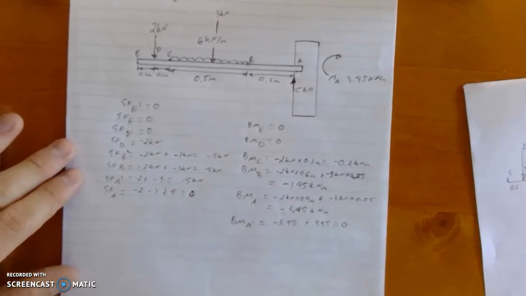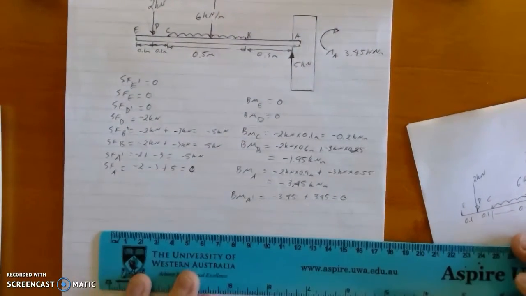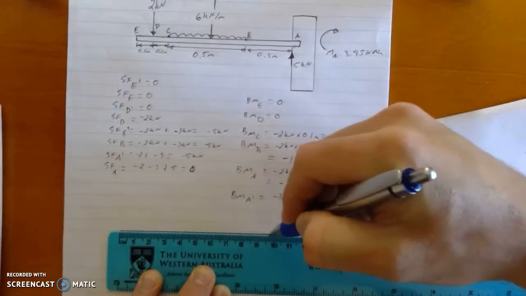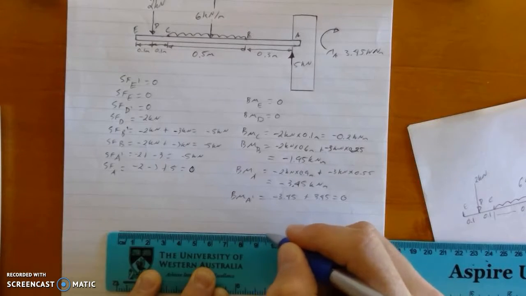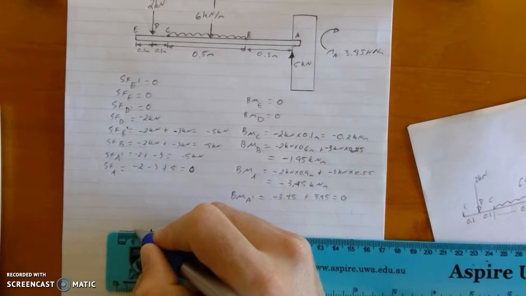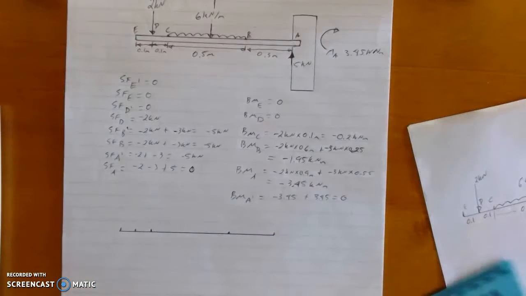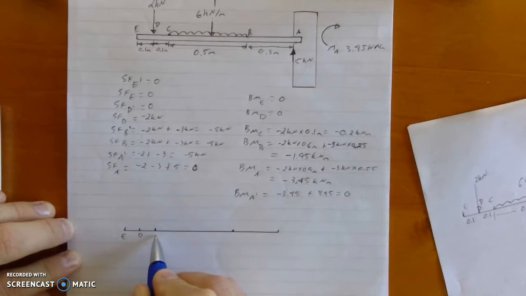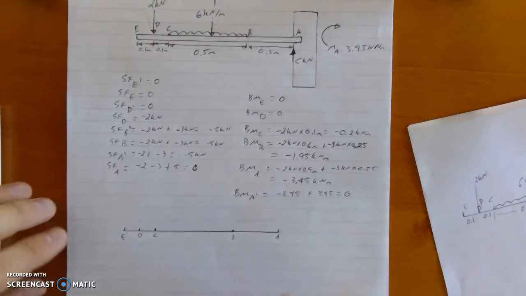All right, now how do we graph this? So let's make a graph now. I'm going to make a graph that is 10 centimeters long, and point B is located 0.3 there, point C is there, point D, point E. So we'll call this E, D, C, B, A. So this is the shear force.